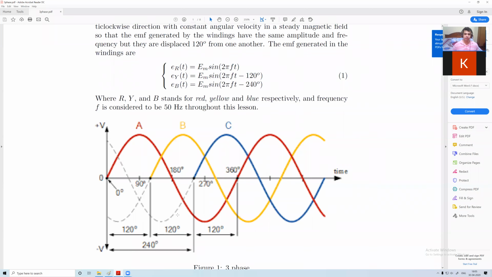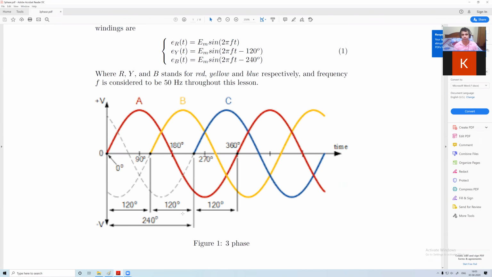So this is fine. See in the picture that there are three sine waves. Is it okay? So far we had considered a single wave. Now we consider three waves which are 120-degree phase shifted as compared to the others. Right? Is it okay? You can see from the equation ER, EY, and EB: red, yellow, and blue.